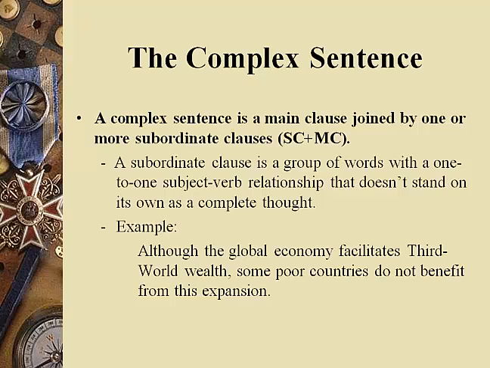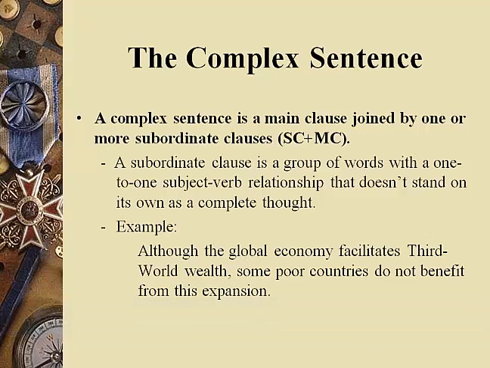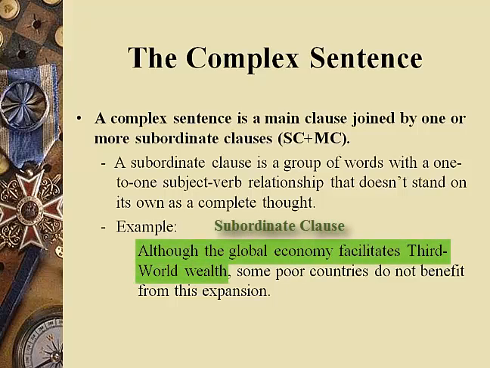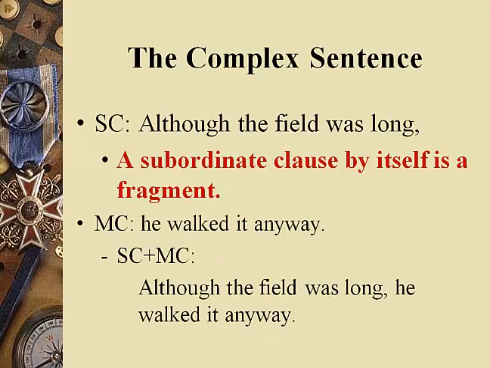This, ladies and gentlemen, is the second example of one of the 17 ways to properly use a comma. Remember, the compound sentence has two main clauses with a comma and a coordinating conjunction. Well, a complex sentence is a subordinate clause with a comma plus a main clause. That's the structure that we're dealing with.